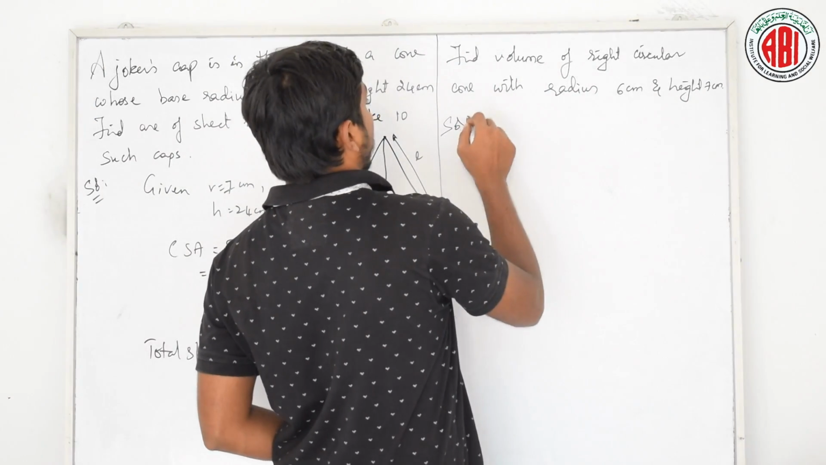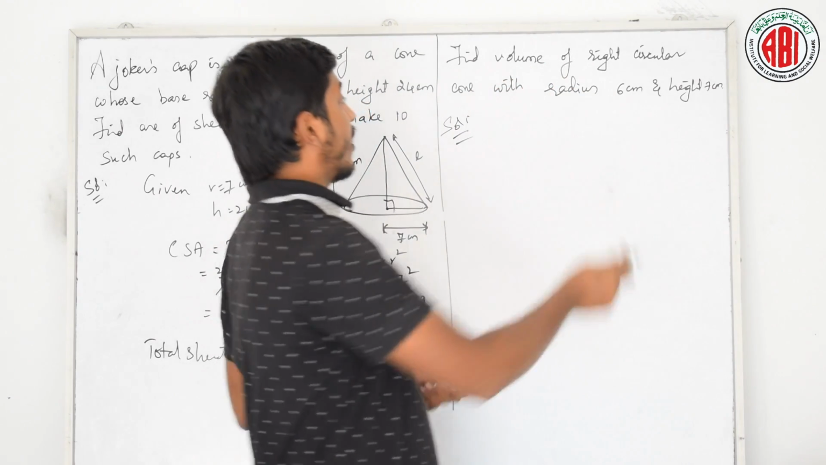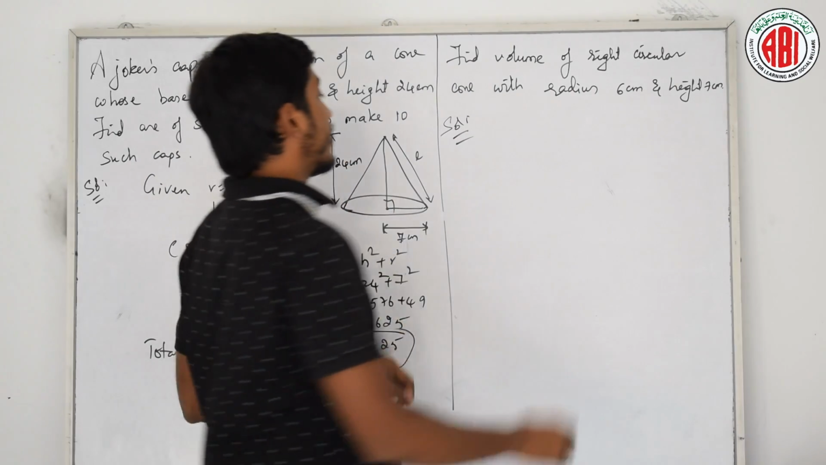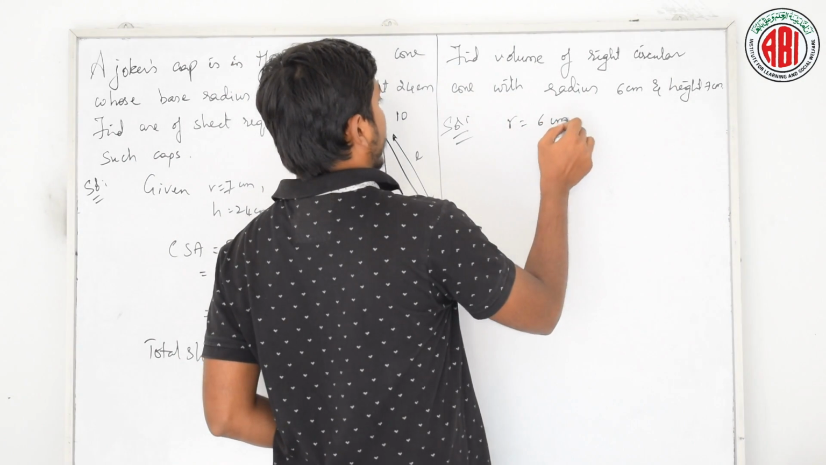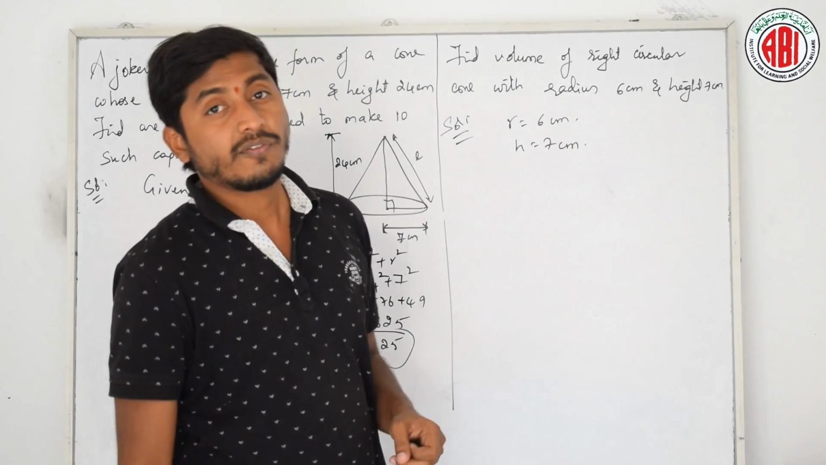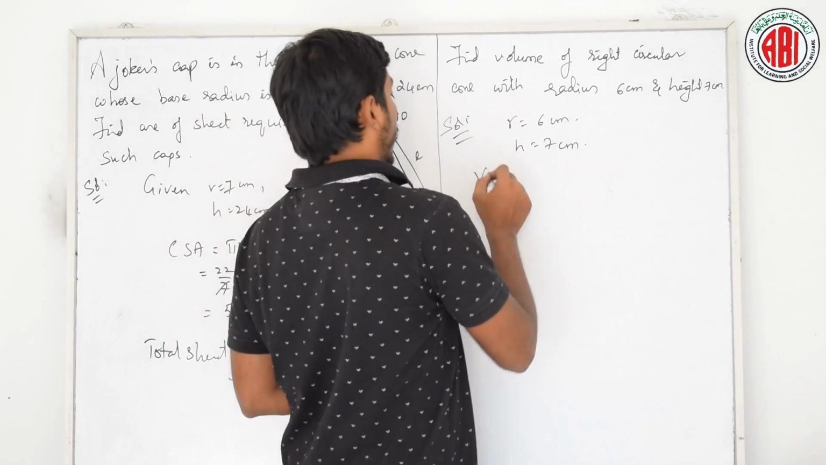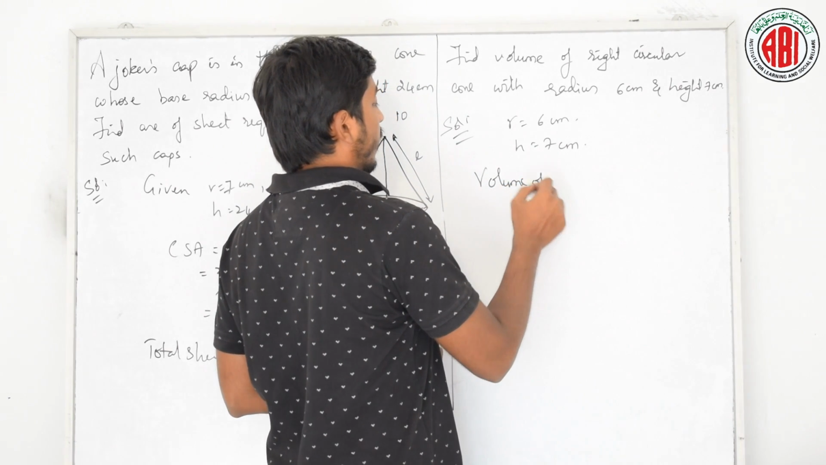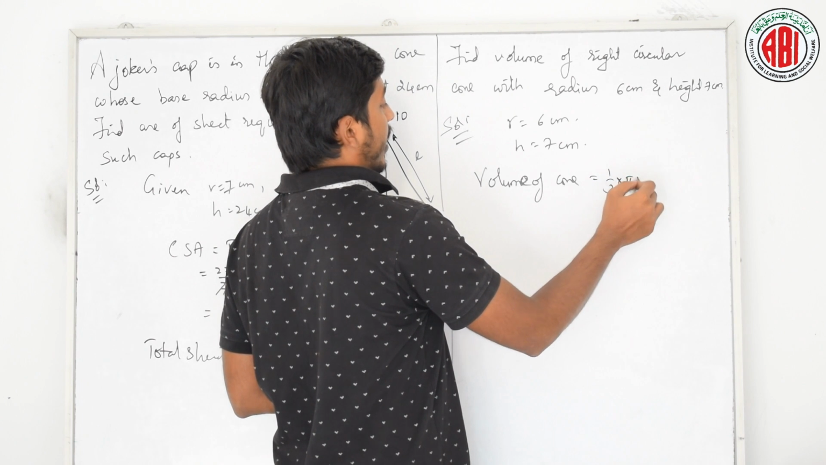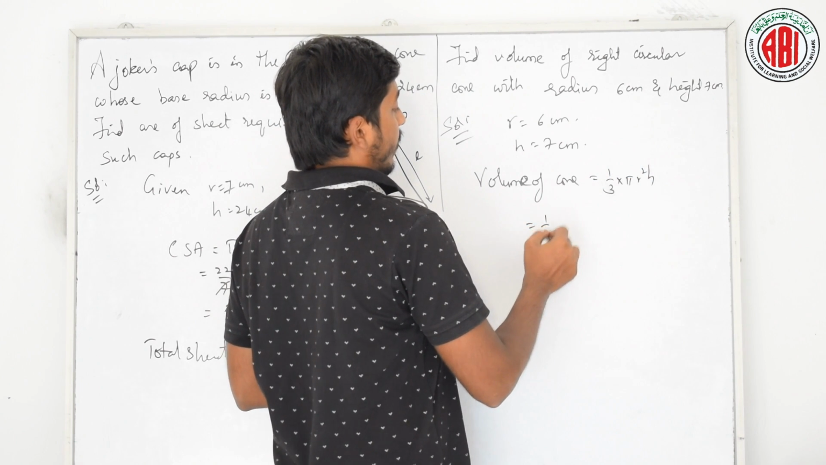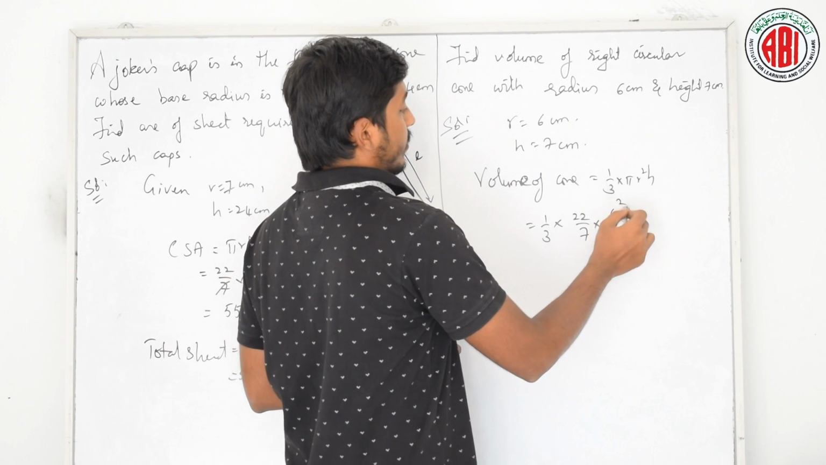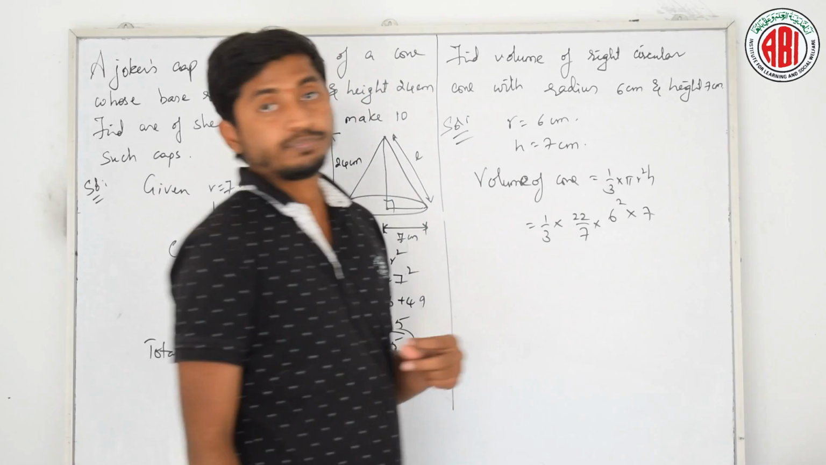Look at this next question. He is directly asking to find the volume of a right circular cone with radius 6 and height 7 centimeter. There is a right circular cone in which radius is 6 centimeter, height is 7 centimeter. What is the volume of a cone? Volume of cone is equal to 1 by 3 pi r square h. That is 1 by 3. What is pi? 22 by 7. What is r? 6 square. What is h? 7.